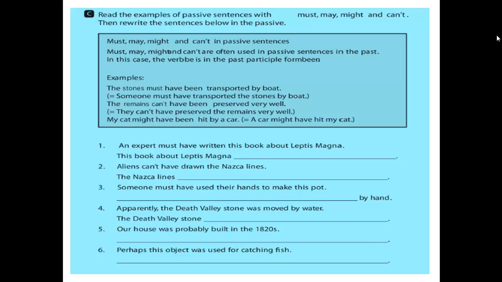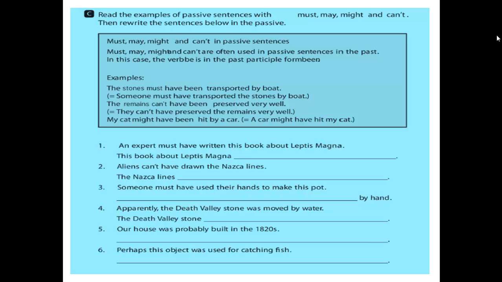Number 2. Aliens can't have drawn the Nazca lines. So if we want to make the sentence in the form of passive, we can say the Nazca lines can't have been drawn. Can't have been drawn by aliens. 3. Someone must have used their hands to make this pot. So this pot must have been made by hand.